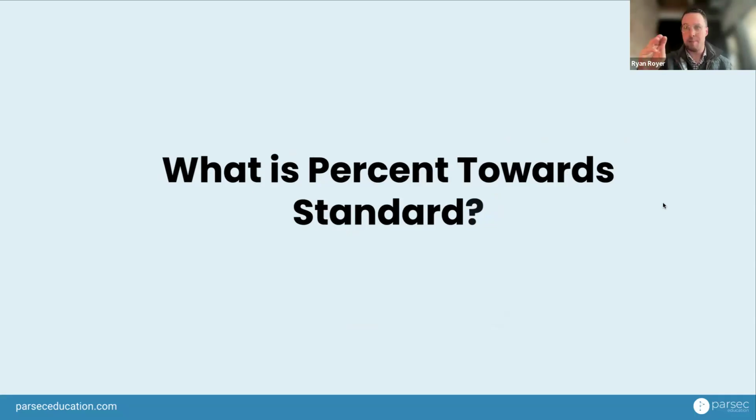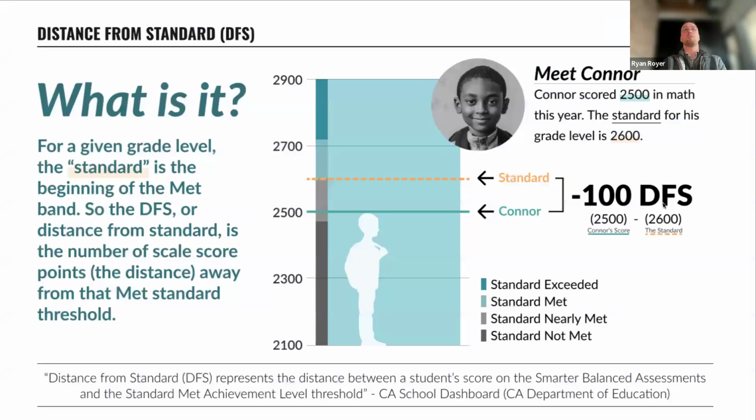Give me 3 minutes. I'm going to talk about percent towards standard really quick because I don't think we talk about it enough. And the California School Dashboard, again, I like it. I like average distance from standard, but from a communication perspective, it's difficult. So distance from standard, you guys know what it is. There's a minimum score that's considered grade level proficient, and that's what a student's aiming at.